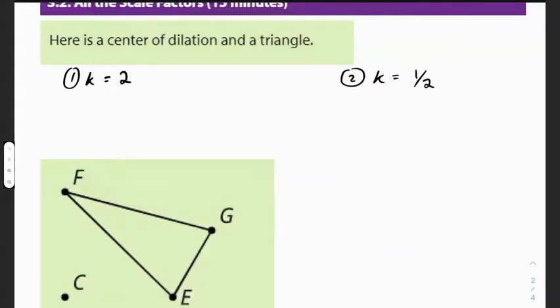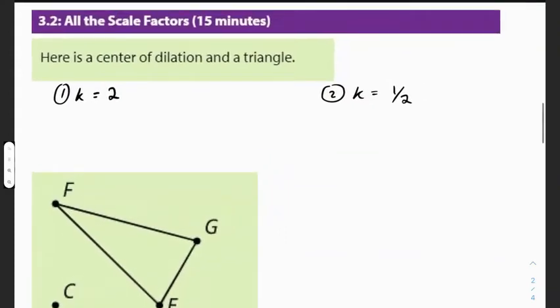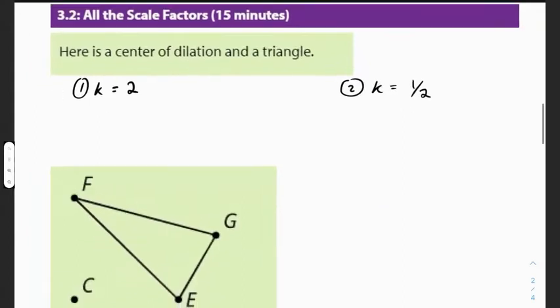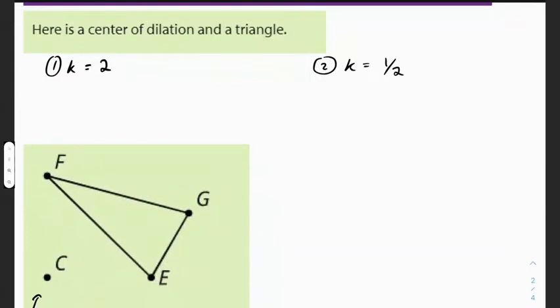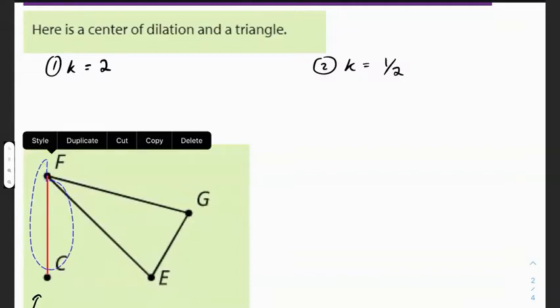All right, so you can choose to draw this on paper, or you can use Cami. It's really up to you on your comfort level. So let's go ahead and do number 1. Here's my distance from C to F. Let's do one vertex at a time. Here we go.